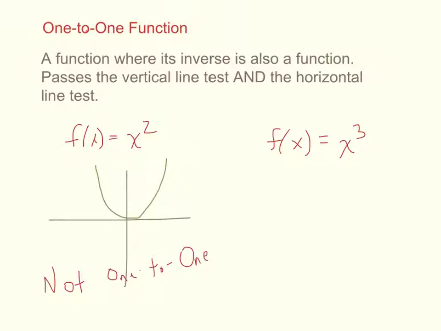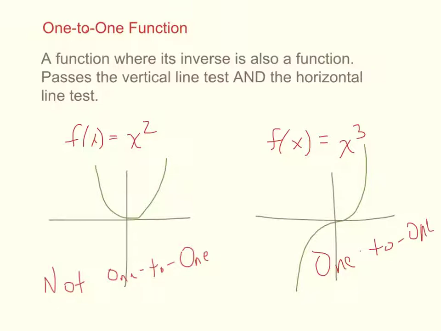But if we have y equals x cubed, that looks like that. It is a function. It passes the vertical line test. And it is one-to-one because it also passes the horizontal line test. That's probably the easiest way to figure those out.